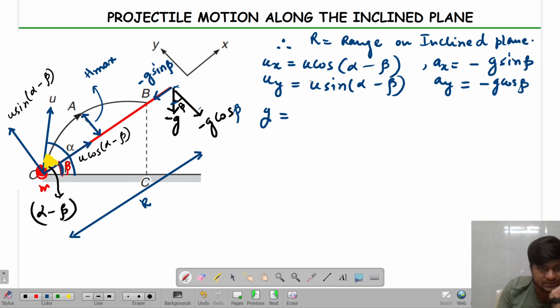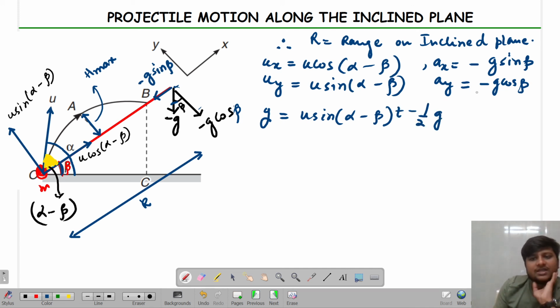Y will be what? What is the initial velocity along y? That is equal to u sin alpha minus beta. So u sin alpha minus beta, got it or not, into time t, minus half of g. What is the acceleration along the y direction? That is g cos beta, or not. So g cos beta into time t square. This is the y equation.